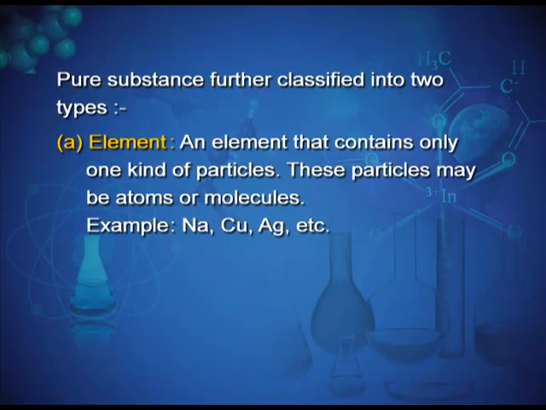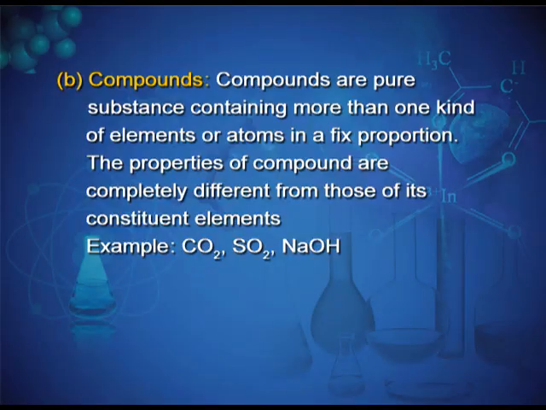First is element. An element contains only one kind of particles. These particles may be atoms or molecules. Examples: sodium, copper, etc. Compounds: compounds are pure substances containing more than one kind of elements or atoms in a fixed proportion. The properties of compounds are completely different from those of their constituent elements. Examples: CO2, SO2, NaOH, etc.